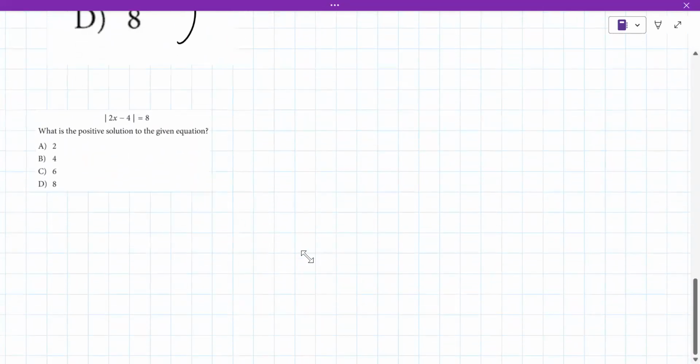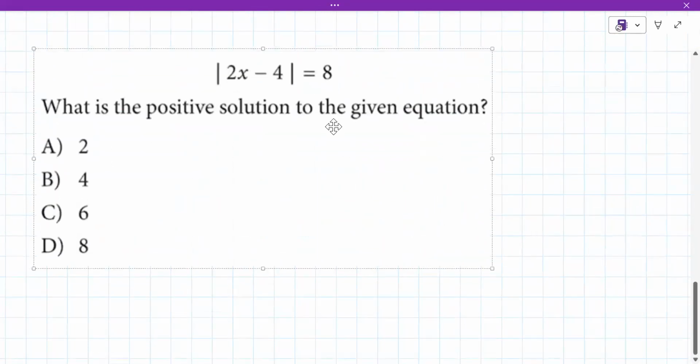So here's the actual question. And again, you have to decide, do you want to direct solve this, or do you want to try the answers? It really doesn't matter. So I'll leave that to you. You can either solve this out directly or try the answers. Either is okay.